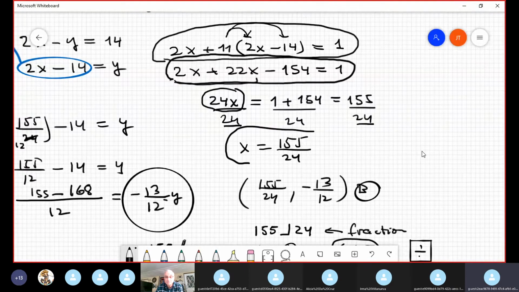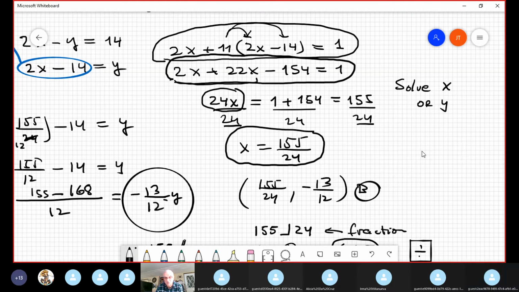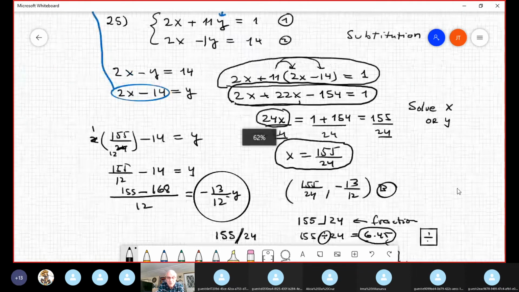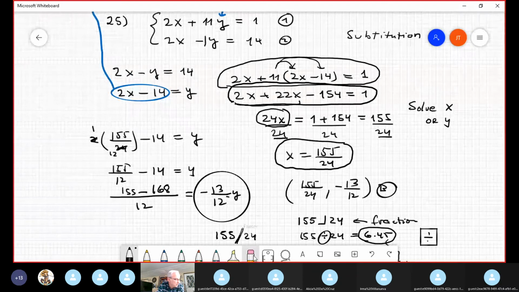You get that. And on that one, we're solving for x, correct? Yeah. You always solve for x or y. It's our unknown. It's our variable. I need to find the number. Solution. Thank you. Pleasure.